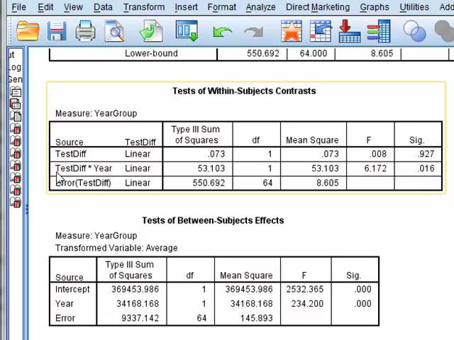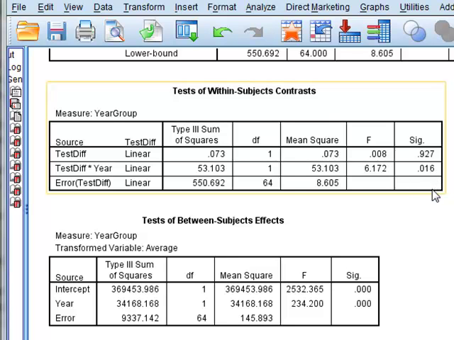However, the most interesting factor here is the interaction term between the test difference and the year of the student, and we see that that is significant. The p-value is 0.016, showing that there is a difference between the change in test results depending on the year. We cannot tell at the moment what this difference is, but we just know that years 2 and 3 have reacted differently to the additional classes.